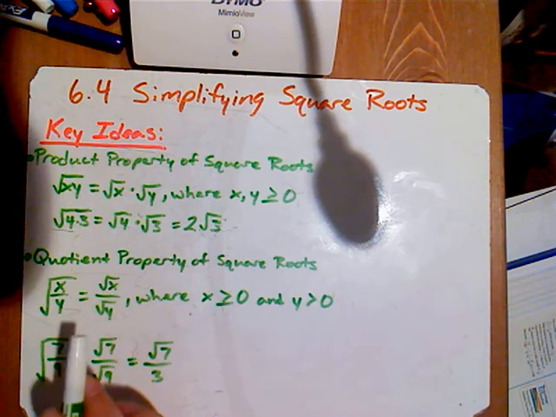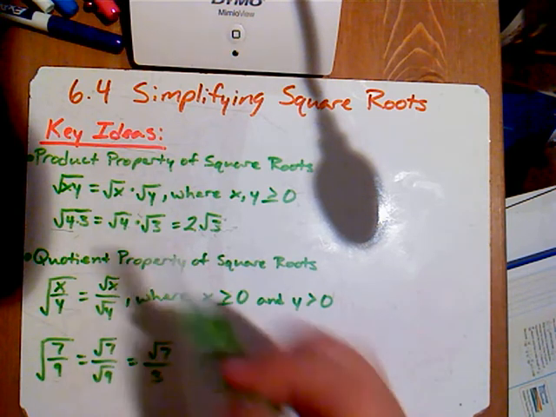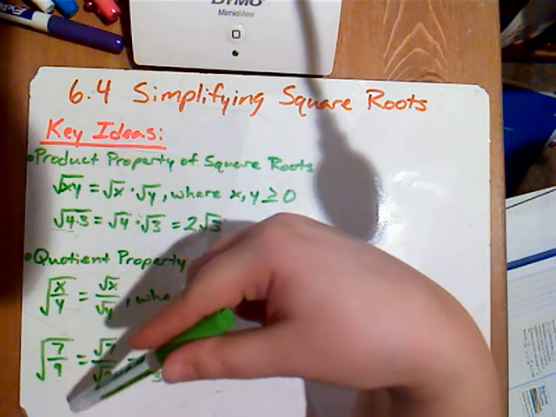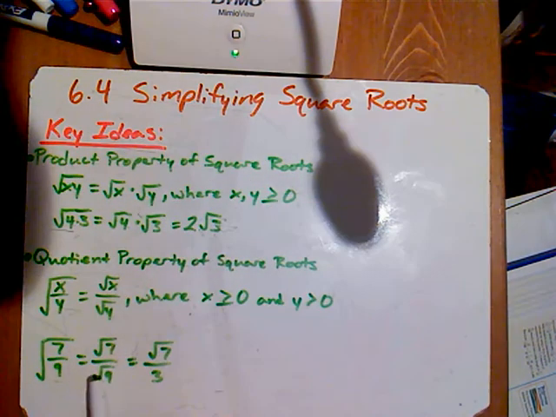You can see what this looks like in numbers. We've got the square root of 7 divided by 9, and that equals the square root of 7 divided by the square root of 9, which equals the square root of 7 divided by 3. 3 is a perfect square, so we can actually figure that one out.